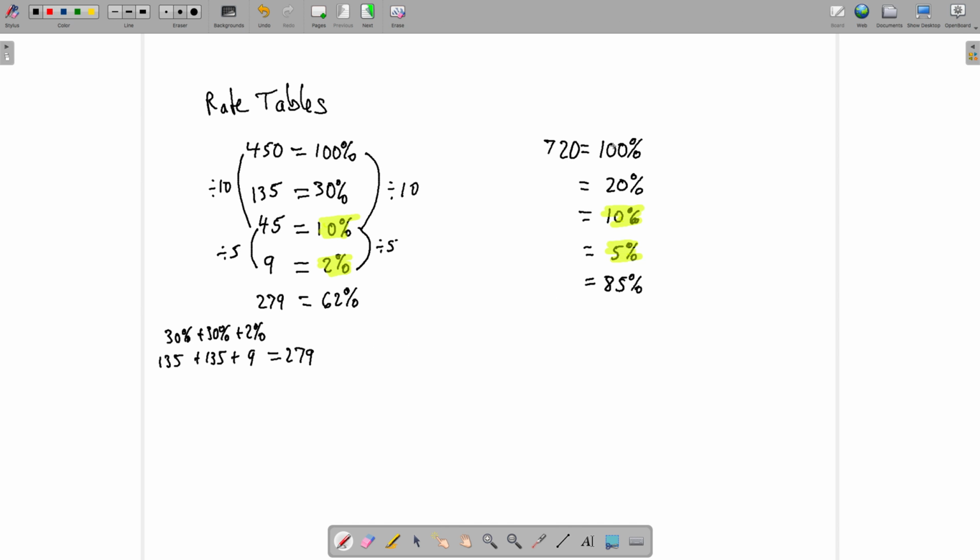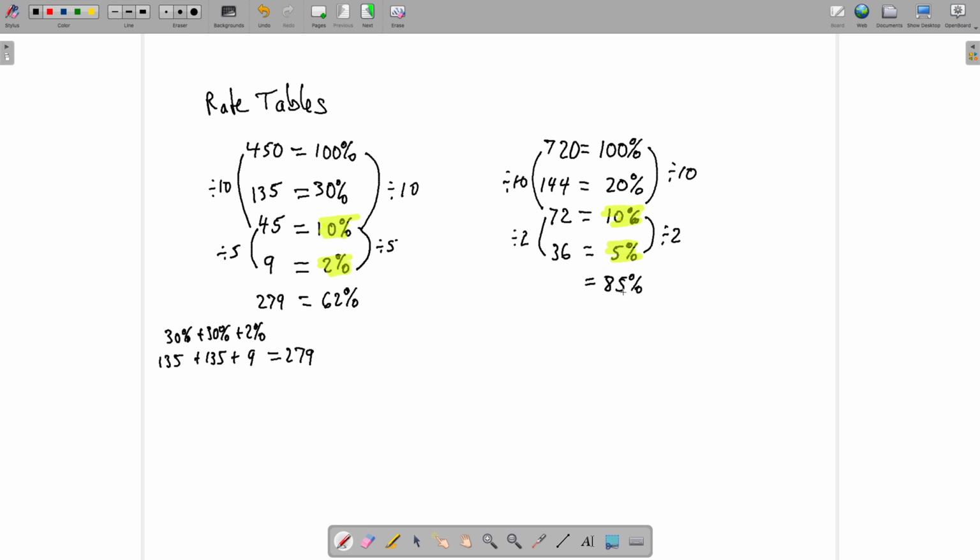If I knew something was 100% and I wanted to get down to 85%, look how we might do that. 100% is 720. If I were looking for 20% or 80%, I might want that 10% first again. So divide by 10, divide by 10. That would be 72. 2 of those would be 20%. So that would be 144 would be 20%. 5% would be half of 10%. So 5%, the amount would be 36.